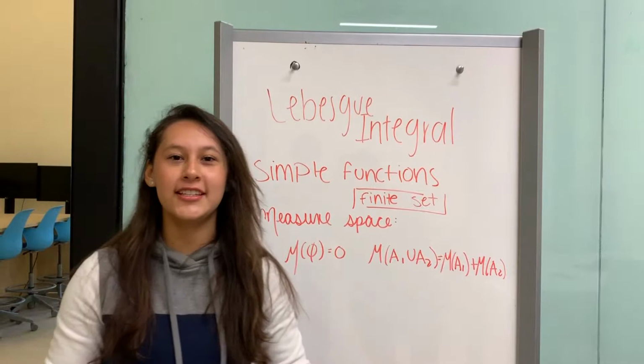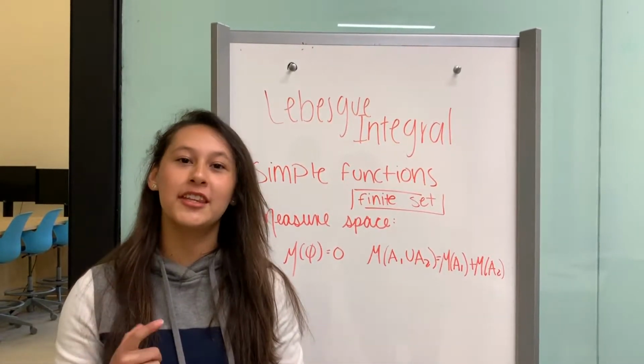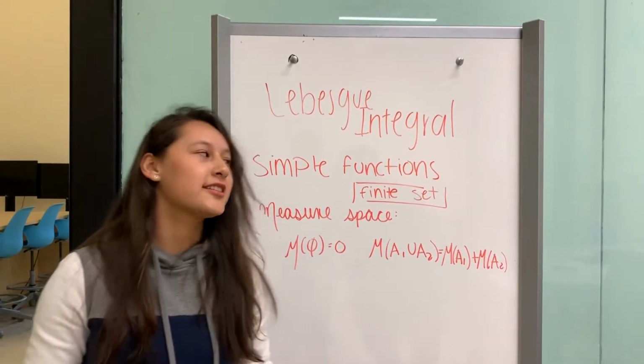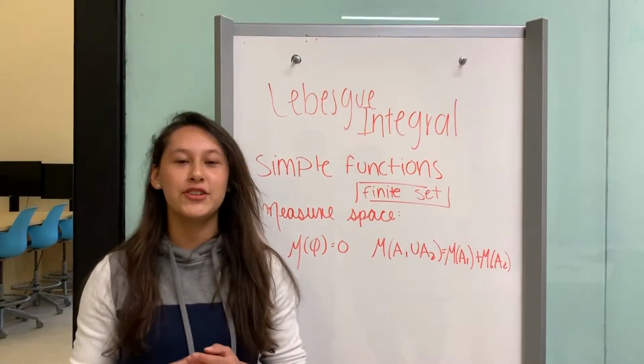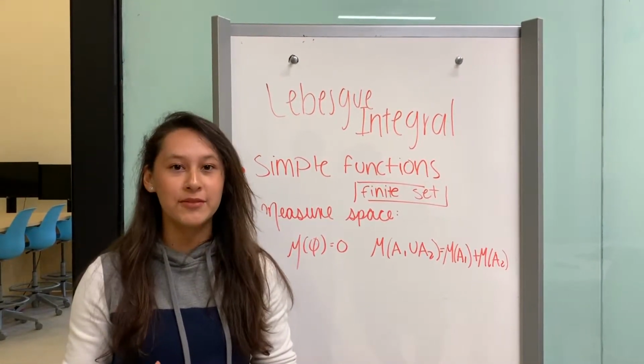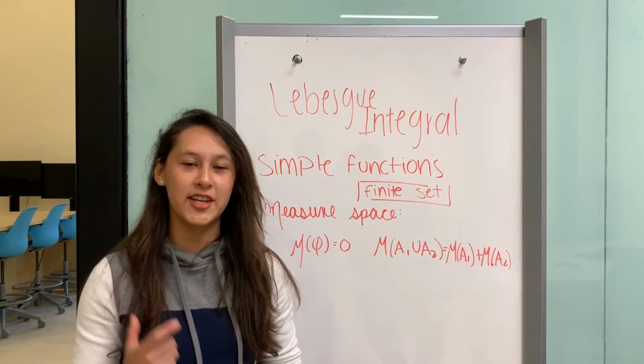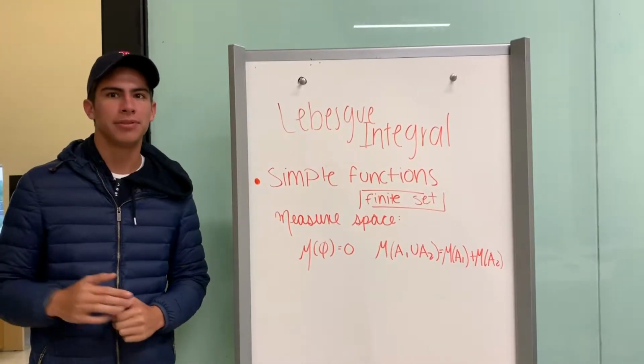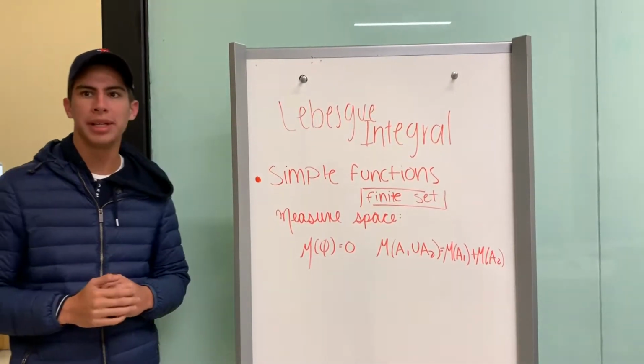A simple function is a function that takes on finitely many values in its range. It means it has a finite set, and you can approximate a given function by simple functions to get the Lebesgue integral. First, you have a simple function on a measure space.